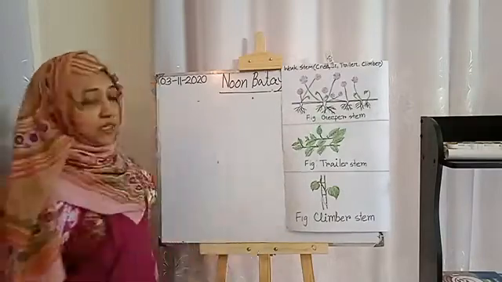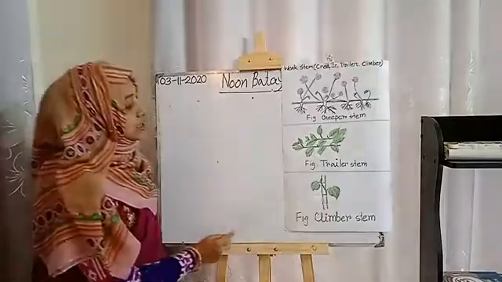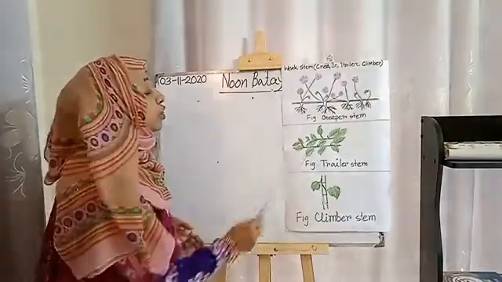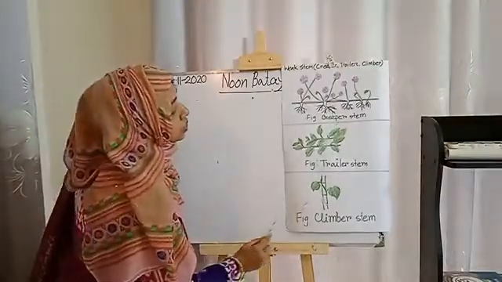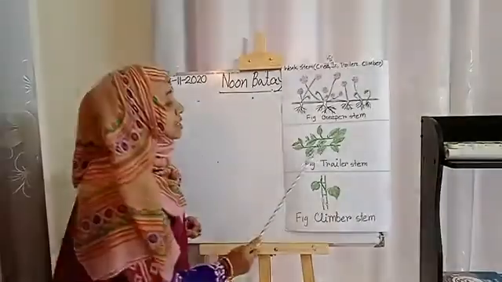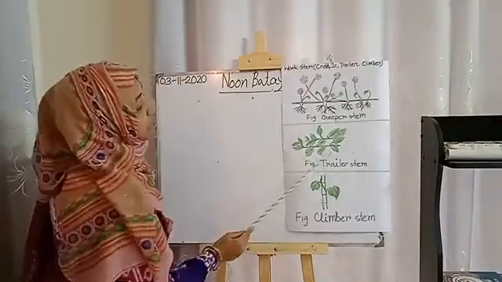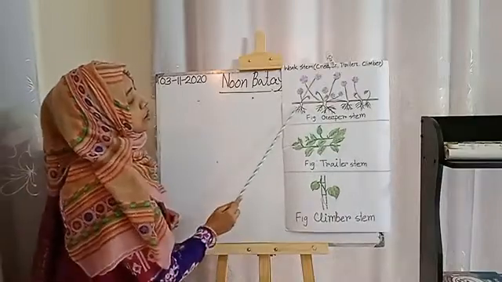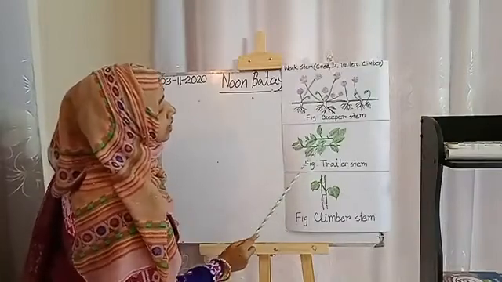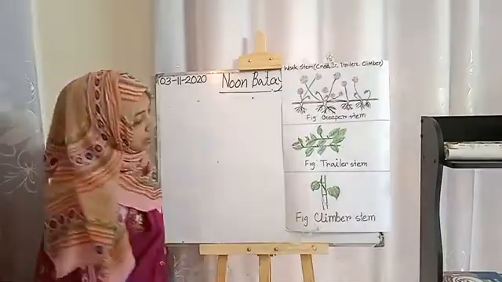Okay, can you see? I think you are enjoying the figure. Next, trailer. They grow and spread parallel to the ground, and no branches arise from the node. So the difference between creeper and trailer: trailer is parallel to the ground and creeper lays horizontally on the ground, and roots arise from the creeper, but no roots arise from the trailer.